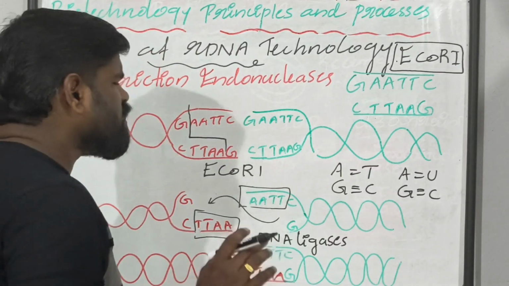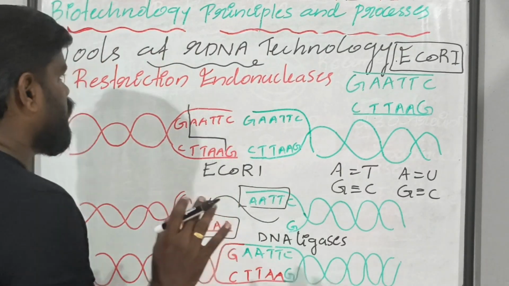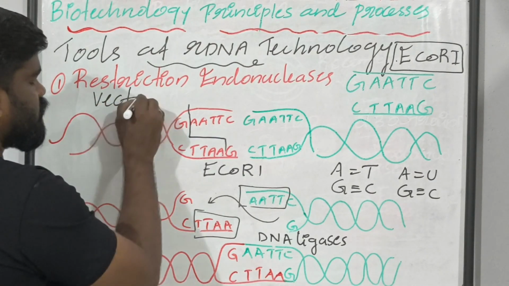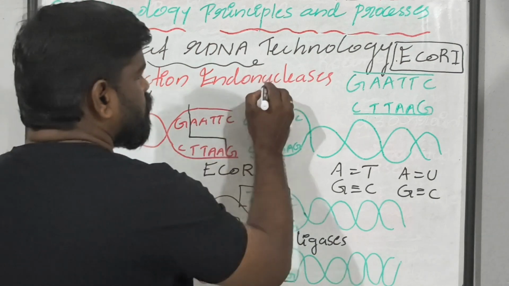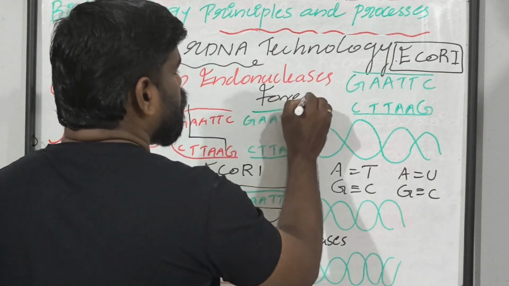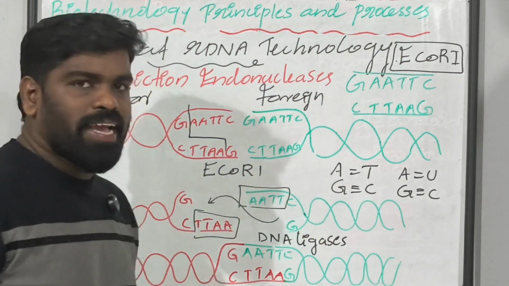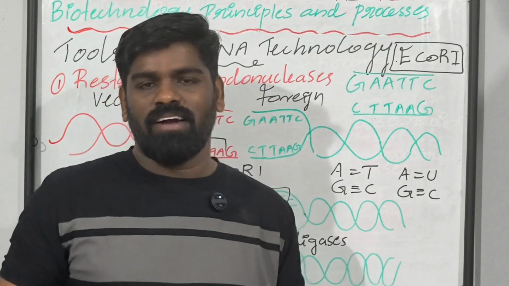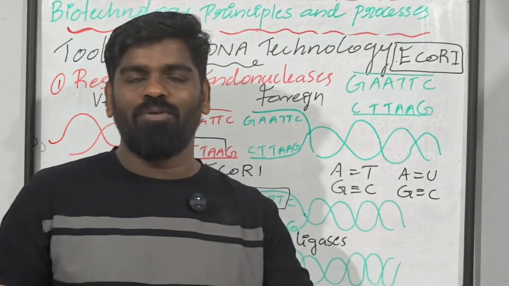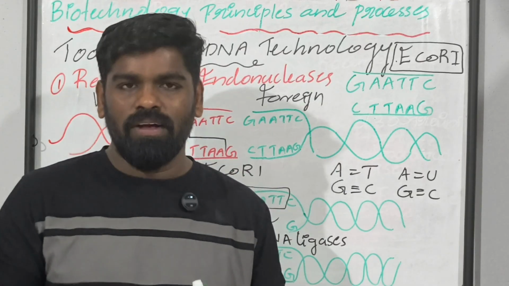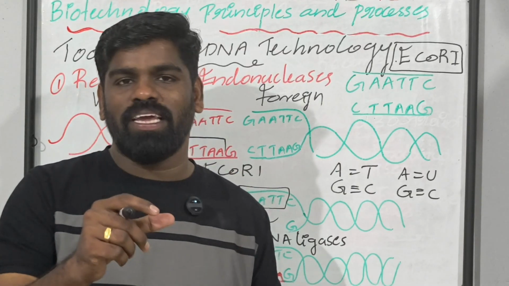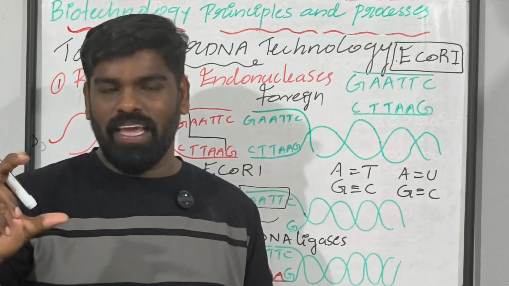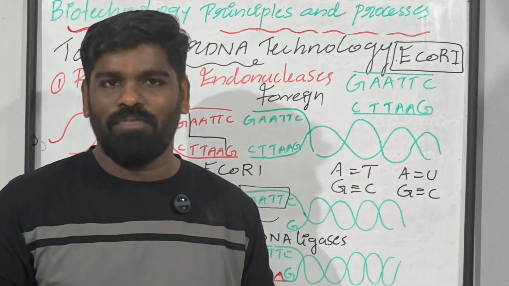Now see here, this is the vector DNA, and this is the foreign DNA. As I have already told you, in the first video I explained how to construct a recombinant DNA. For constructing a recombinant DNA, we have to use a vector DNA and a small fragment of DNA.